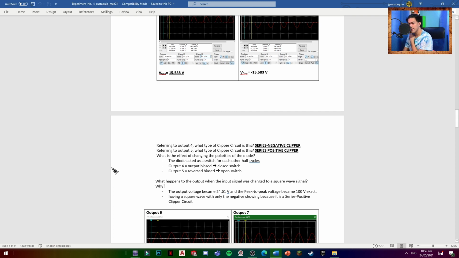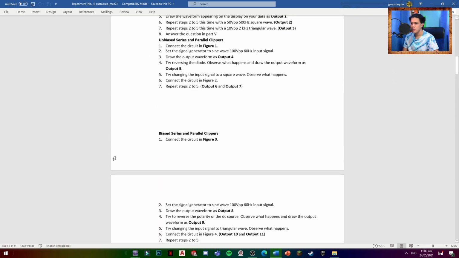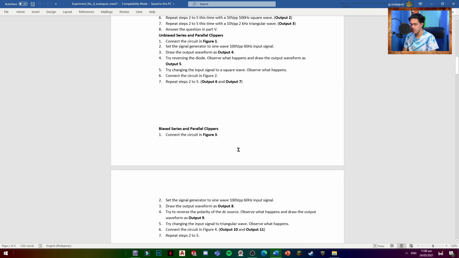So on to the last procedure, which is the biased series and parallel clippers. My bad.